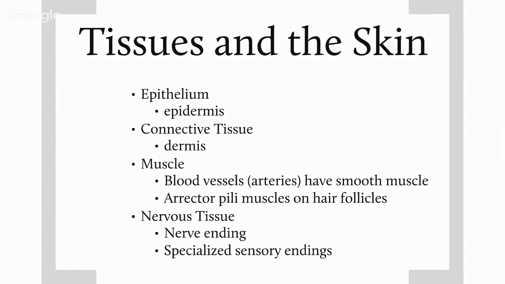But then there are specialized endings that are wrapped around those nerve endings that are used for dealing with stimuli like pressure and vibration and those sorts of things. So there are some specializations in there, which isn't strictly nervous tissue. They're accessories to the nervous tissue, but they play a role in how the nervous tissue does its job.